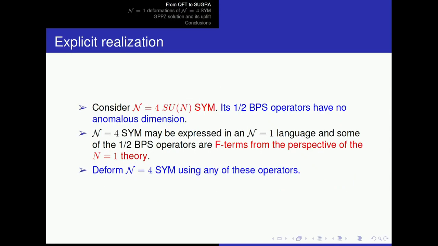So, an explicit realization of when this happens: consider again N=4 super Yang-Mills. Its half-BPS operators have no anomalous dimension. Now, N=4 super Yang-Mills can be expressed in N=1 language, and some of the half-BPS operators are actually F-terms from the perspective of the N=1 theory. So the point is to deform N=4 using any of these operators. Okay, and that's what we're going to do.